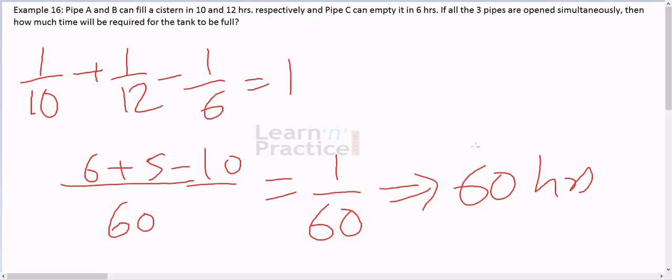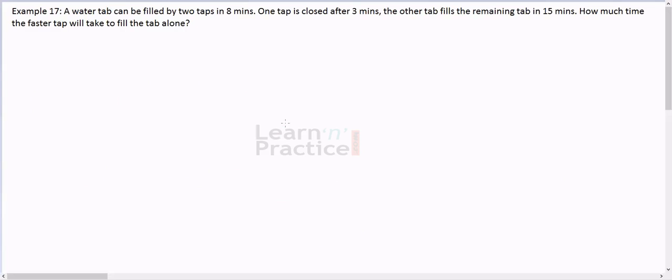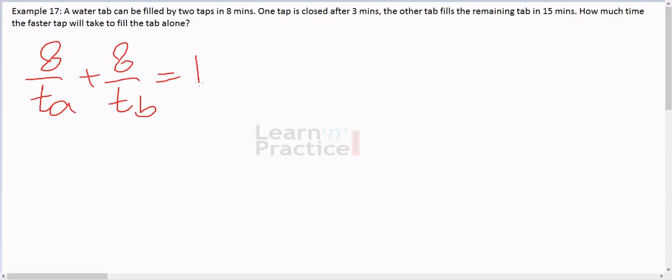Now question number 17. So let's consider that there are two taps A and B, and if they both are working together for 8 minutes, they can fill the tank. So suppose tap A can fill the tank in TA time, and tap B can fill the tank in TB time, and they are working together for 8 minutes to complete the task. So 8 by TA plus 8 by TB, and the tank will be filled.